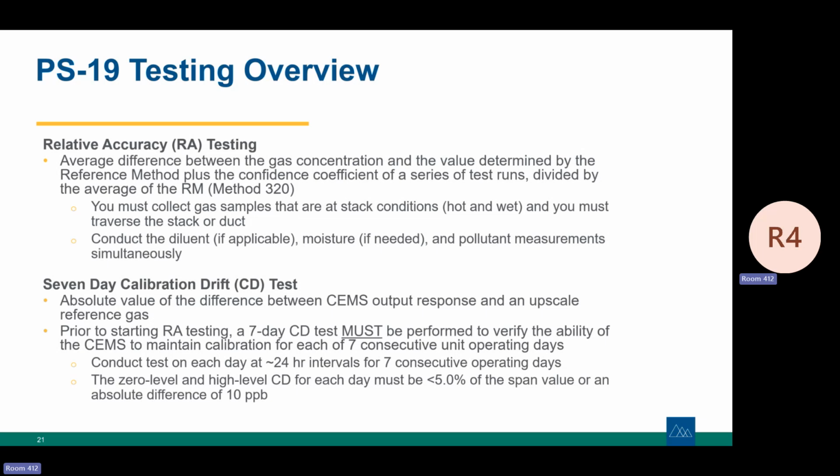And then finally, the 7-day calibration drift test. So this is going to be prior to starting your relative accuracy testing. You must do this 7-day test to verify the ability of your CEMS to perform for 7 consecutive operating days. So you use a 0 level and a high level each day, and then it must fall within that span or an absolute difference of 10 ppb.